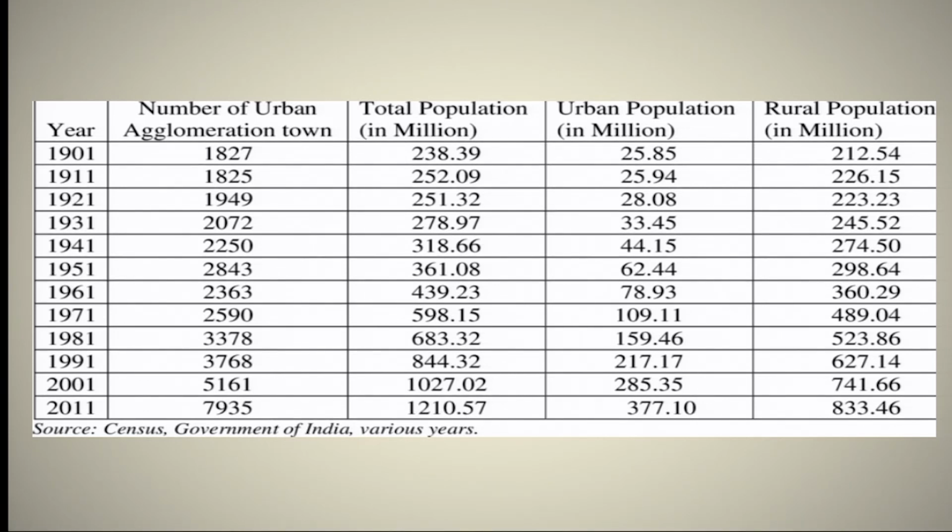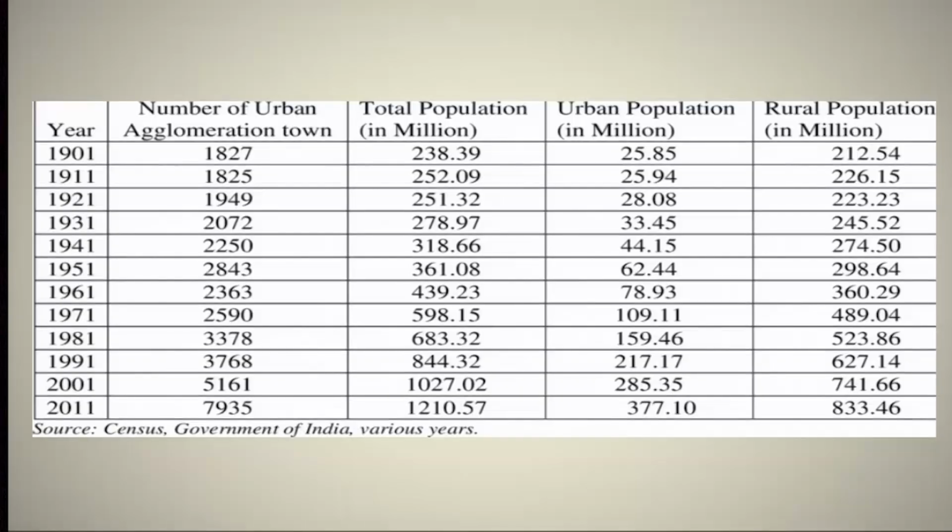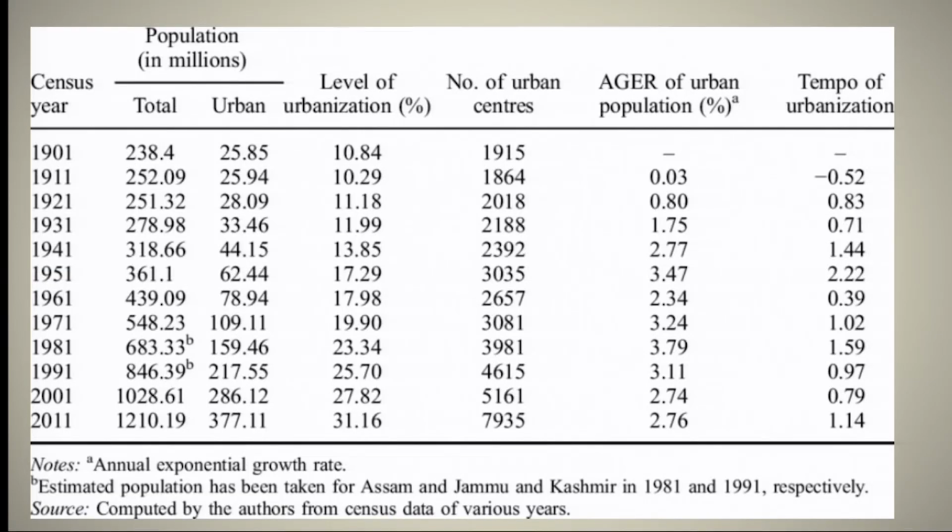The urban population, if you find in 1901, it was only 25.85, but in the year 2011 it is increased to 377.10%, whereas the rural population in the year 1901, it's a very interesting fact to notice in the graph, was only 212.54 people who are living in the rural population, but in 2011 you will find that 833.46 have risen. So all these graphs say how the population has increased, because due to the level of urbanization, the number of urban centers has increased.